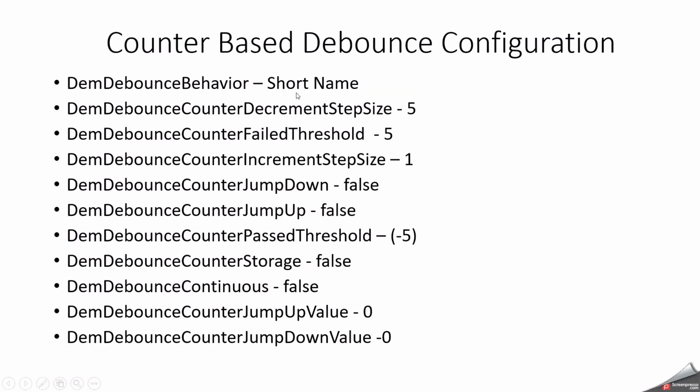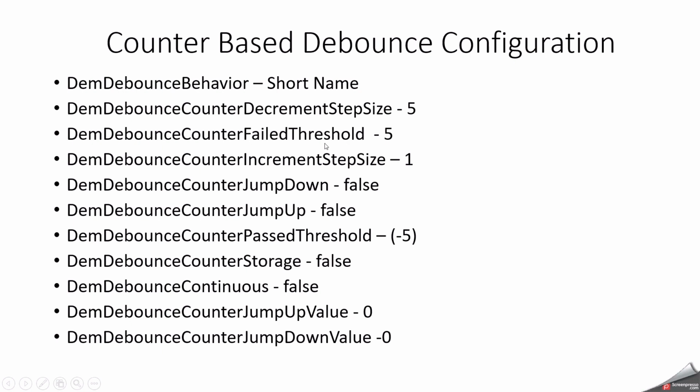All these configuration parameters are very important when you are going to select the counter based debounce mechanism. First you have to configure a debounce behavior, generally a short name. Then you have to select the decrement step size. Here, for example, I kept it as 5, but based on the requirement you can select it. Just for an example I am showing it here.